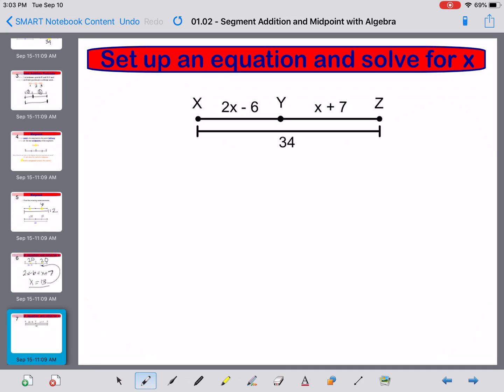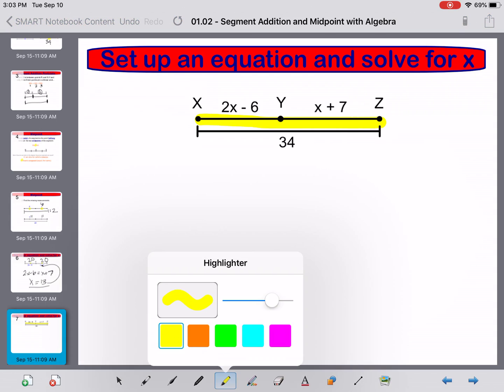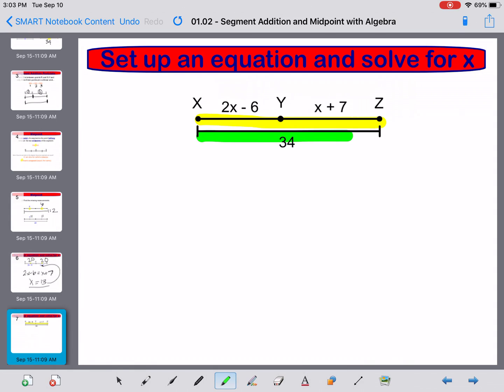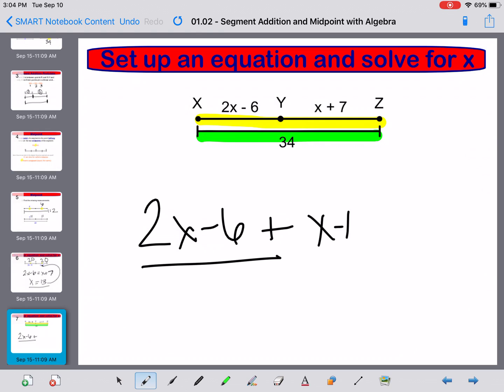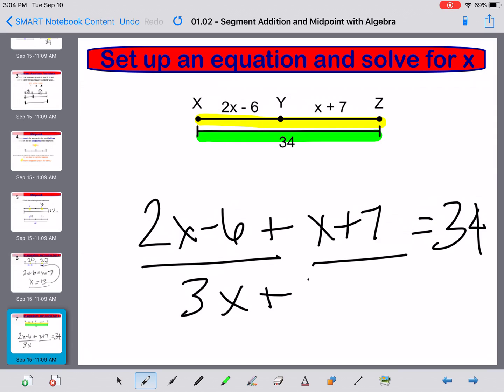All right, because there's no congruency sign, these together are going to equal this whole thing. So that means I have to set it equal. I have to say that this 2x minus 6 plus, that's the first piece, x plus 7, that's the second piece, is going to equal 34. Now I can combine my likes and solve. So I'd get 3x plus 1 equals 34.